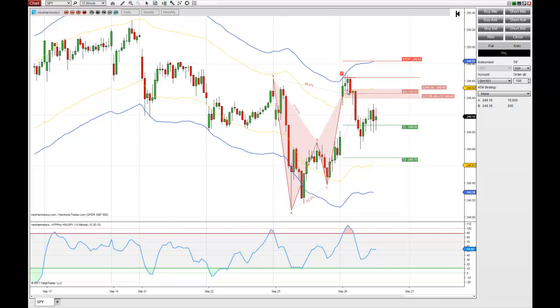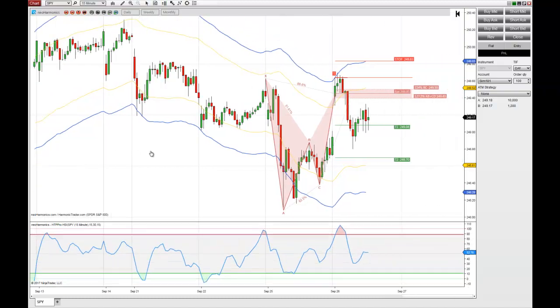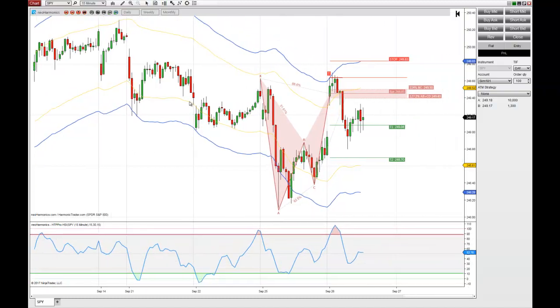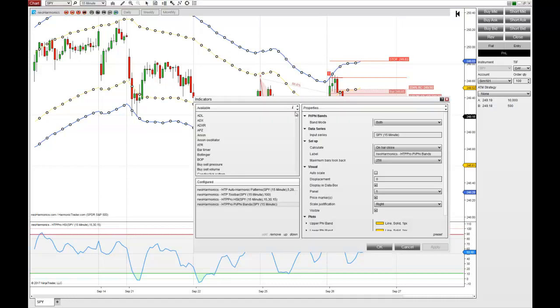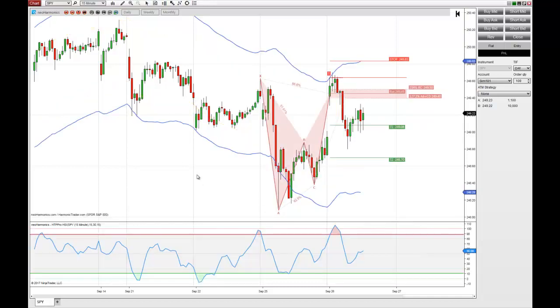I haven't run them with harmonic patterns specifically yet, but in general, these bands seem to work the best when you are looking at the Pi bands as an entry point and the Phi as an exit point, a profit target. And if I was going to take one set of bands off altogether, it would be the Phi bands. So I would potentially go in here and just set this to Pi bands. There you go. That cleans it up a little bit.